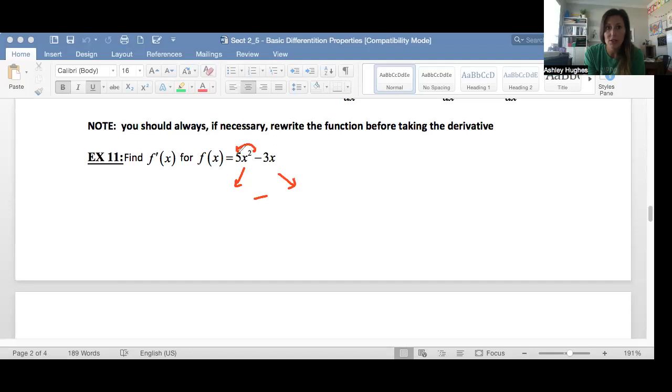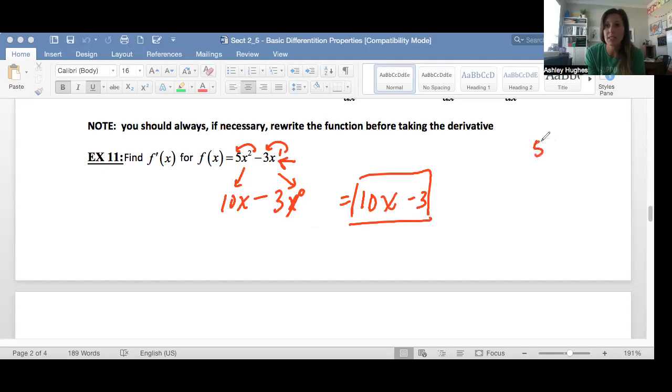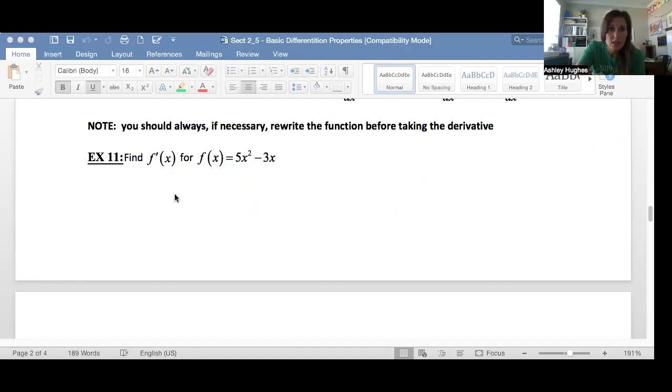Well, you bring the 2 down. 2 times 5 is 10, so 10x. The derivative of 3x, if I bring the 1 down, I get 3x to the 0. No one writes x to the 0. X to the 0 is just 1. So we get 10x minus 3. Another way of thinking about this rule, anytime you have something that's linear, like 5x, the derivative is 5. Because remember, the derivative is the slope. So I have something kx, the derivative is just k, the thing in front, when you're dealing with a linear component.